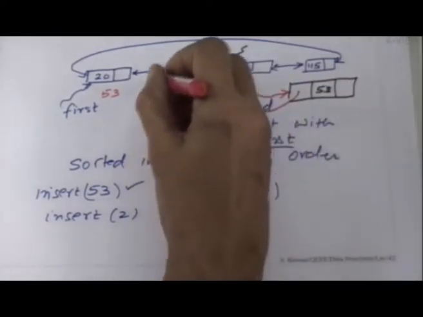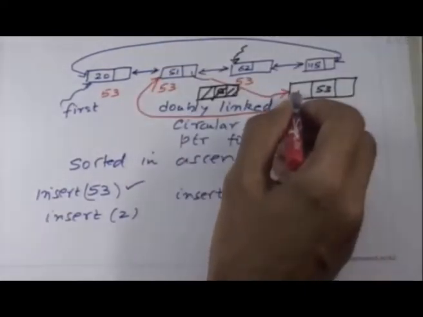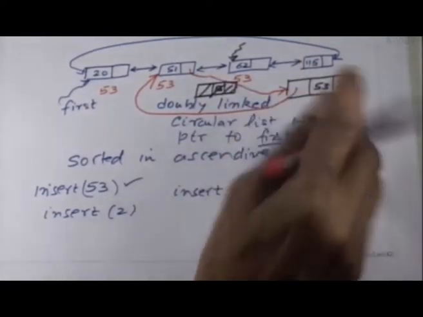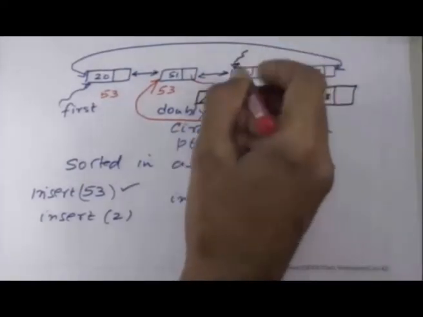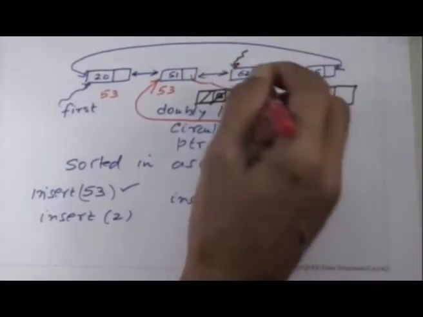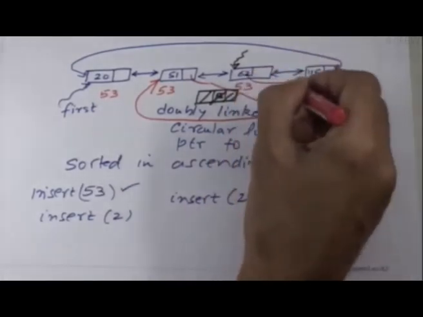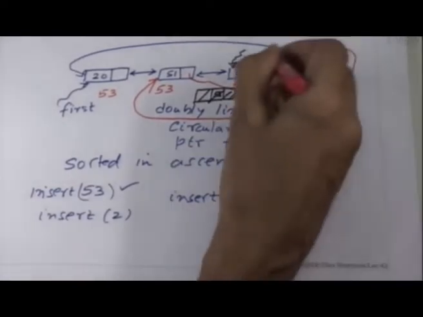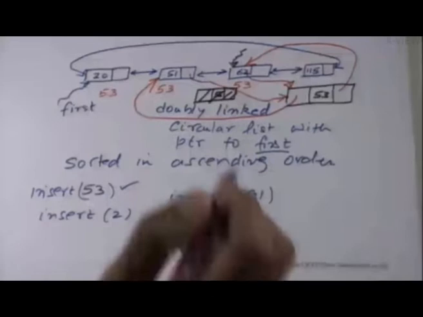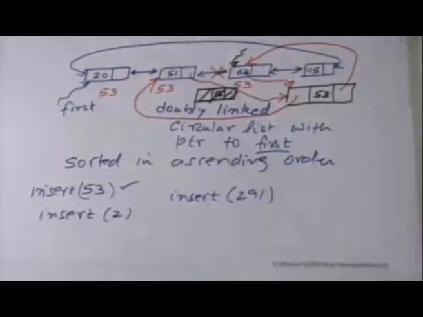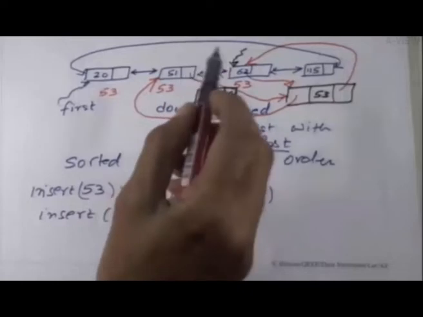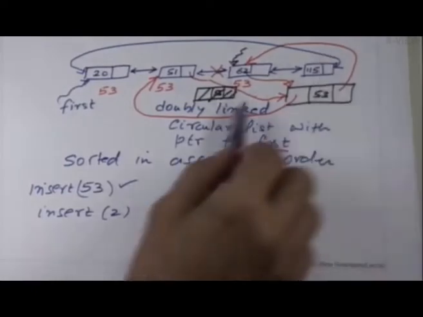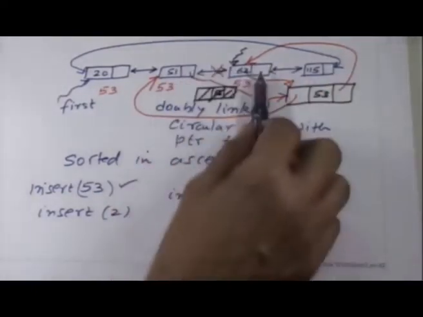So pardon the bad drawing. 53's left link, the previous link, goes to 51. I have changed one pointer, I have changed two pointers. 62's previous happened to be 51. I change that and say no, your previous is 53. And the next of 53 now becomes 62, so I change this. I have changed these two pointers as well. Okay. No change before 51, no change after 62, but 4 pointer manipulations between 51 and 62.